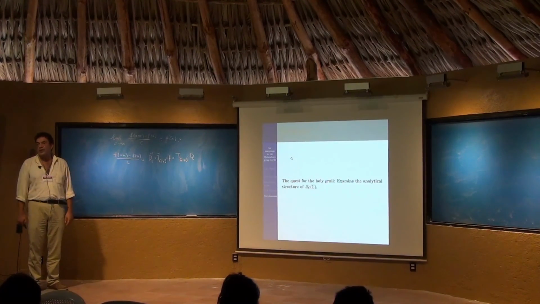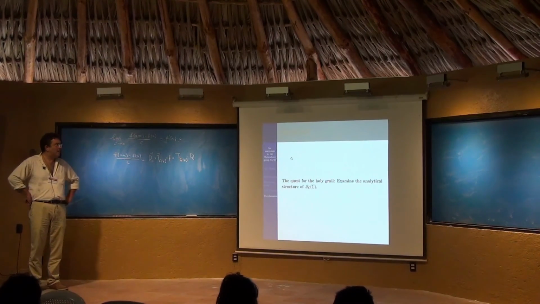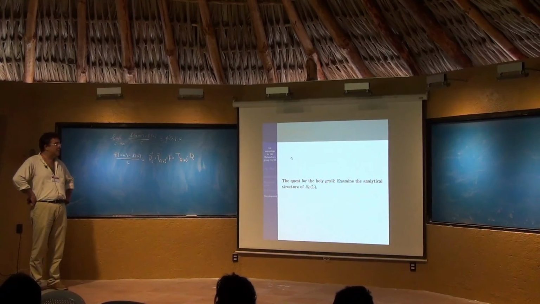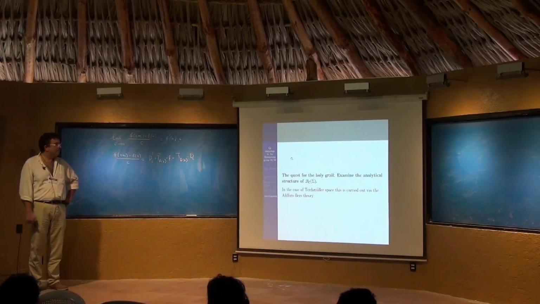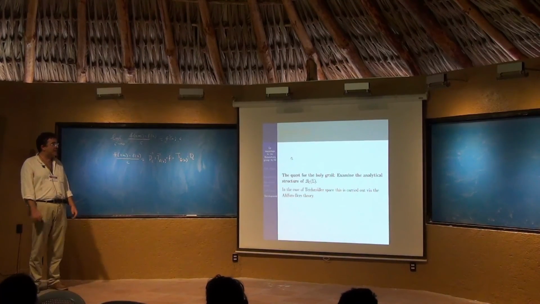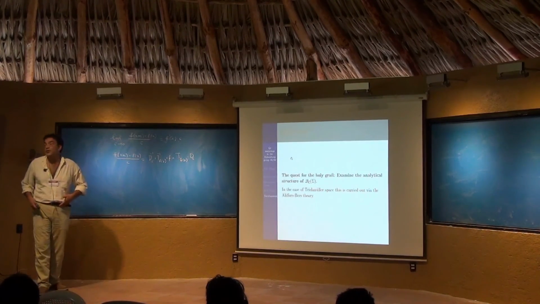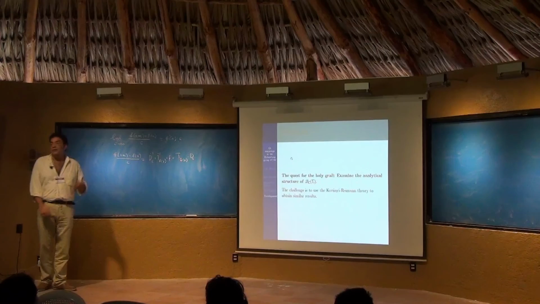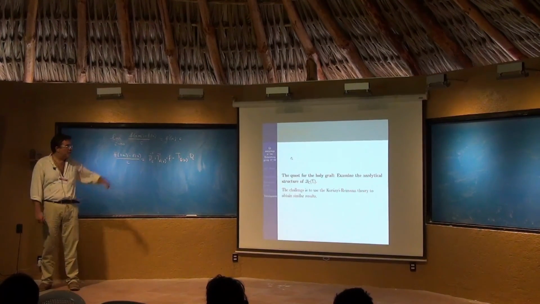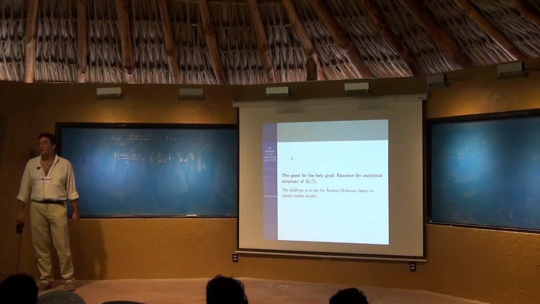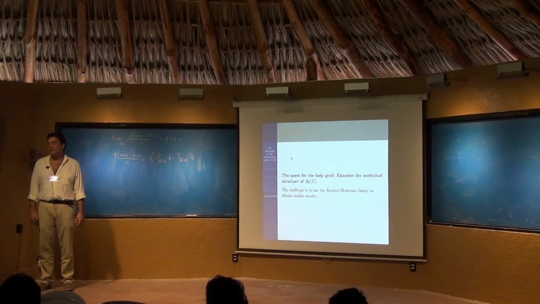Right. The quest for the Holy Grail. Examine the analytical structure of complex hyperbolic quasi-Fuchsian space. In the case of Teichmüller space, this is carried out via the Ahlfors-Bers theory. There is a challenge for any one of you, my friends. Use Koranyi-Reimann theory to obtain similar results.